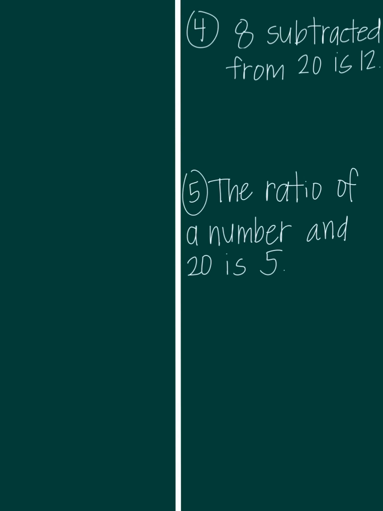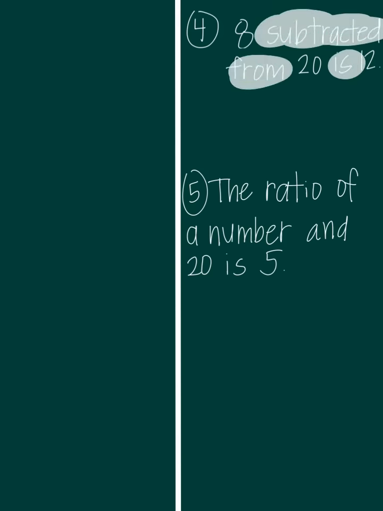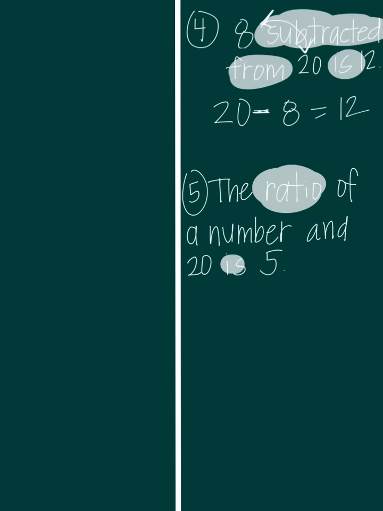Alright, last two examples in this video. Number 4, 8 subtracted from 20 is 12. So we'll highlight subtracted, from, and is. So subtracted obviously means subtraction sign. From tells you to flip the order, so we'll switch the order of 20 and 8. So 20 will go first, then 8. Is equal to 12.